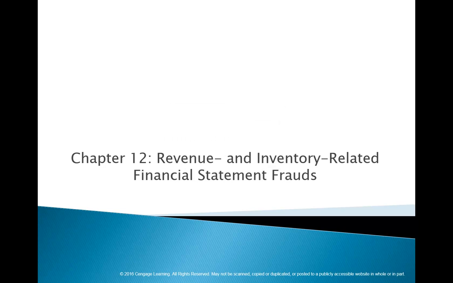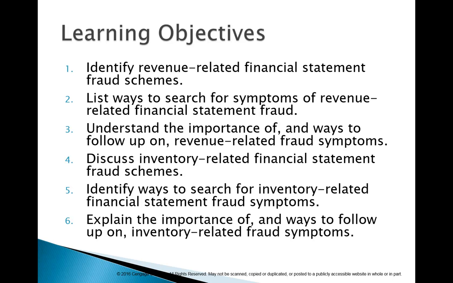So today we're going to talk about Chapter 12, Revenue and Inventory Related Frauds and Financial Statement Frauds. The learning objective is to learn about revenue-related frauds, learn to search for symptoms of revenue-related fraud, and understand the importance and ways to follow up on revenue-related fraud. Then we're going to discuss inventory fraud and the same types of things: ways to search for inventory-related fraud, and then the importance of following up and other symptoms that we'll find.